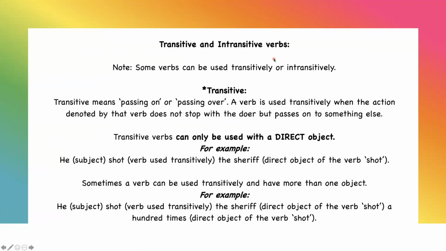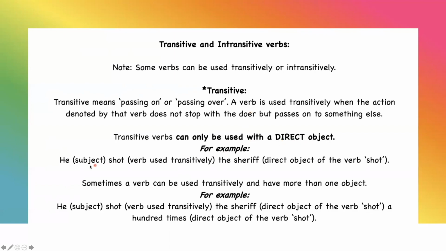Transitive and intransitive verbs. Some verbs can be used either transitively or intransitively. Transitive means passing on or passing over, and a verb is used transitively when the action denoted by that verb does not stop with the doer but passes on to something else. That means they can only be used with a direct object.